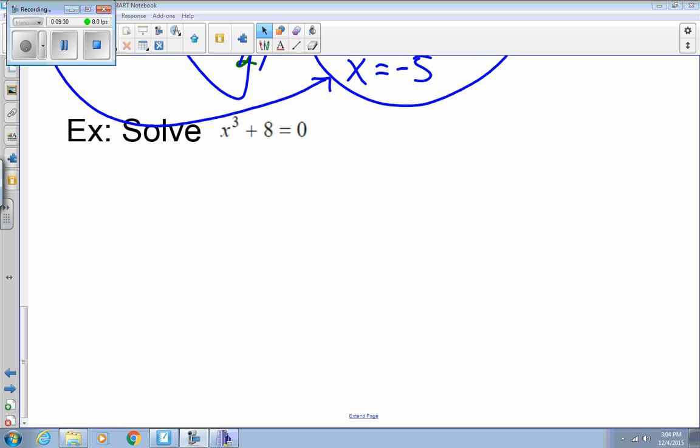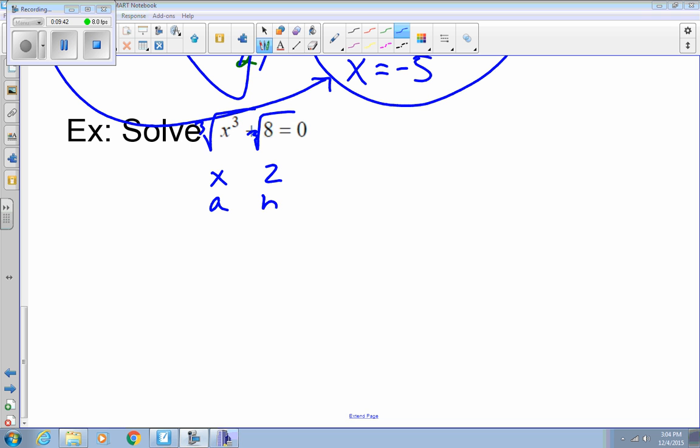Sometimes, special case, you have x cubed plus 8. This is a sum of cubes. So you cube root the first term, cube root the second term. First term is x, second term is 2. There's your a and b in the sum of cubes. So we have x plus 2, x squared, opposite, remember SOAP, a times b is 2x, and it's always positive. 2 squared is 4.